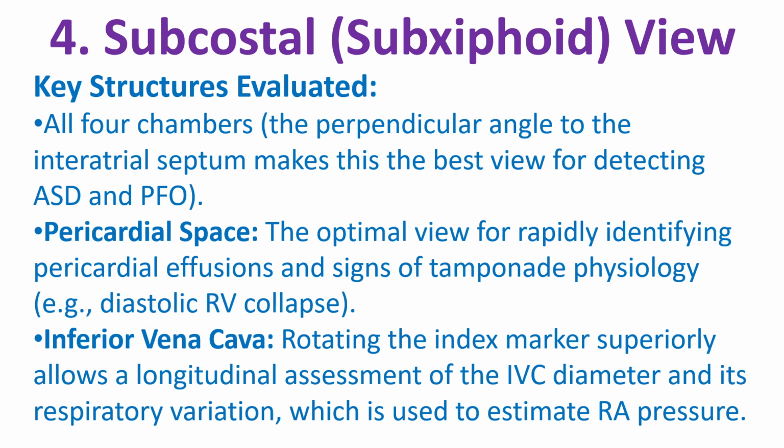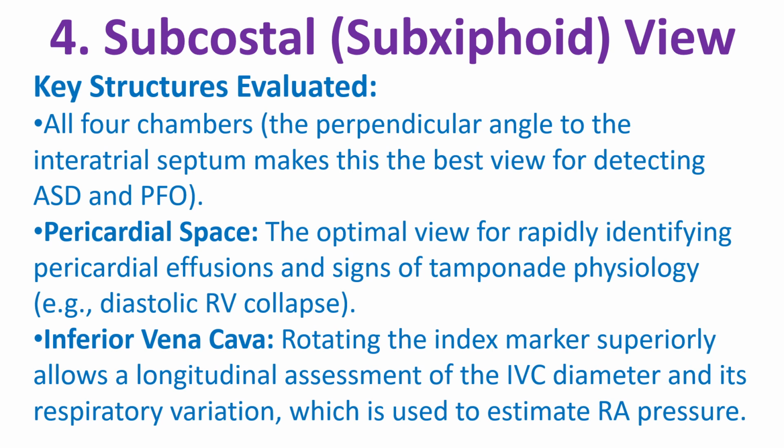Key structures evaluated: all four chambers. The perpendicular angle to the interatrial septum makes this the best view for detecting atrial septal defect and patent foramen ovale. Pericardial space, the optimal view for rapidly identifying pericardial effusions and signs of tamponade physiology like diastolic RV collapse.